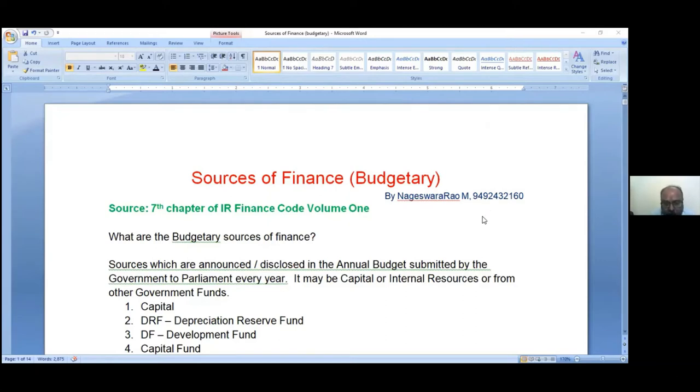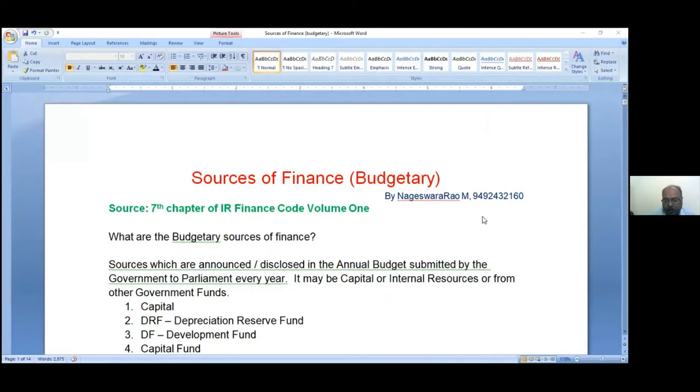So today's topic is sources of finance, budget. Because there are two types of sources of finance. One is budget resources and another is extra budget. So the source for this topic is the 7th chapter of Indian Railway Finance Code Volume 1. First we will discuss what are the budget sources of finance.